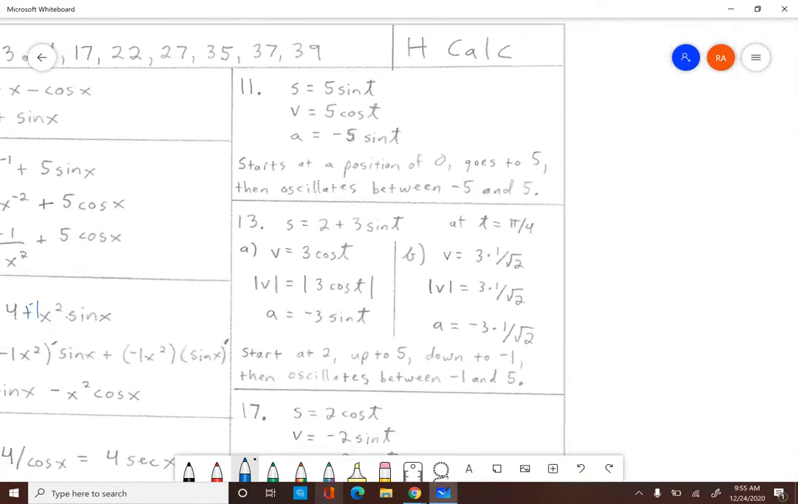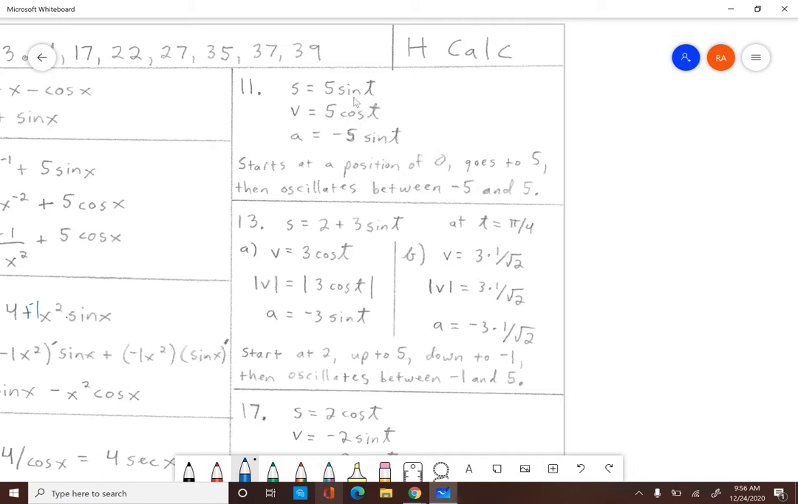Okay, so 11 just wants us to create the position, velocity, and acceleration equations, and then to describe the motion. So I start with this position as 5 sine t. The derivative of position is velocity, so that would be 5 cosine of t. And then the derivative of velocity is acceleration. The derivative of cosine is negative sine, so it'd be negative 5 sine of t. So there's my position, velocity, and acceleration.